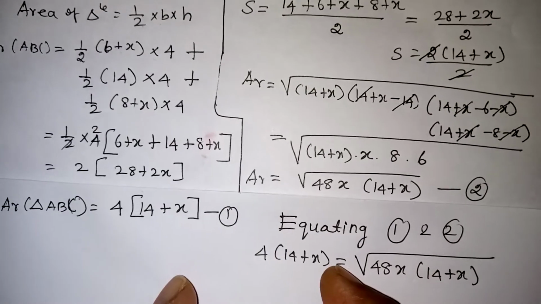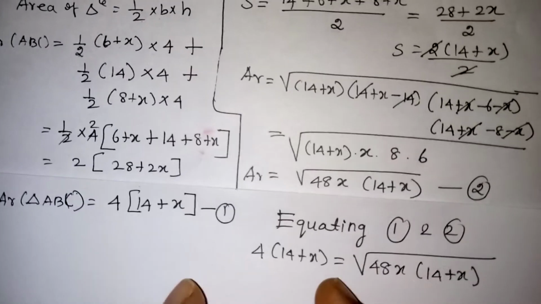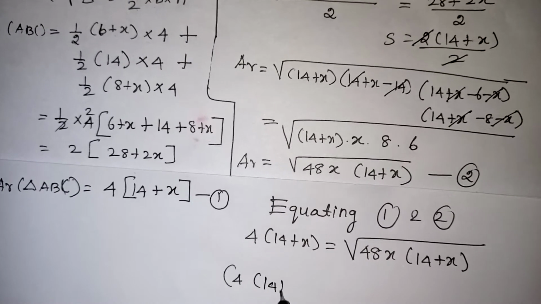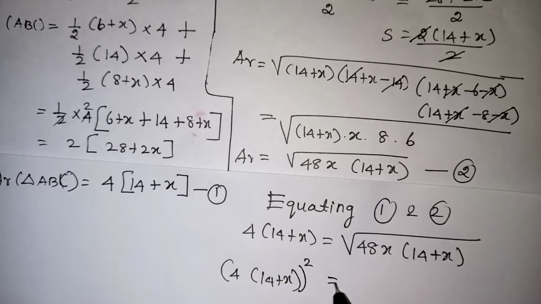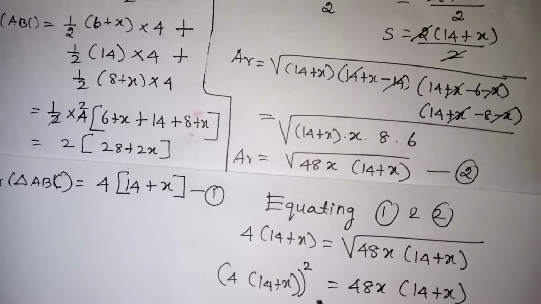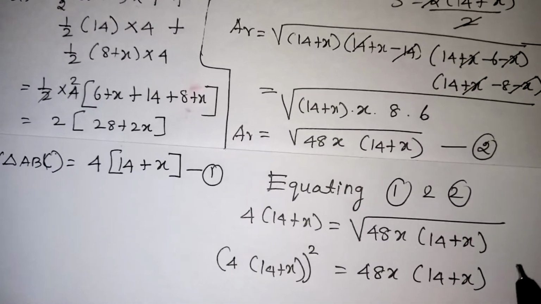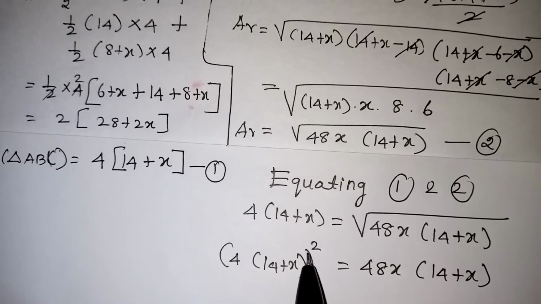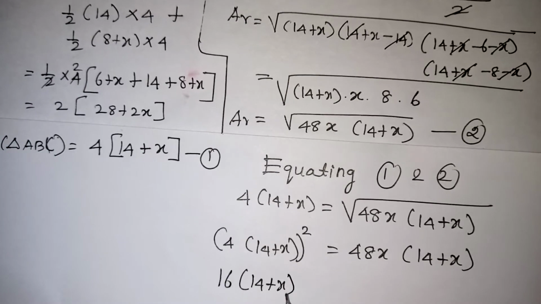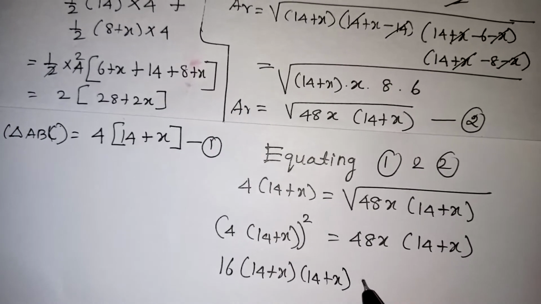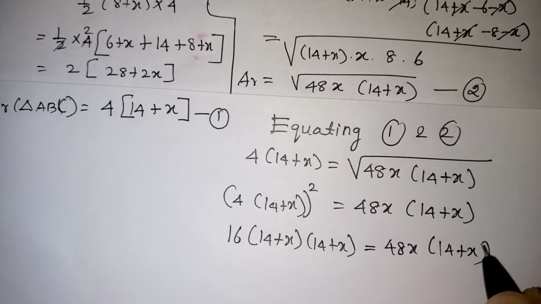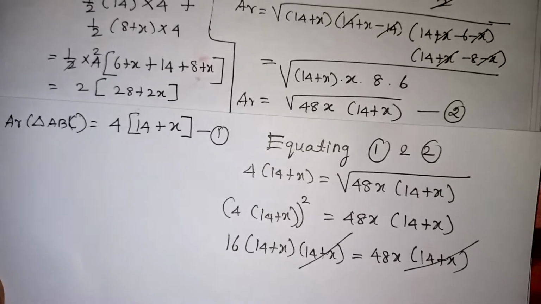The square root, if you bring it to this side, will become square. So here 4 into (14 plus x) squared is equal to 48x into (14 plus x). Or you can square on both sides also, and the square root will get cancelled. Now squaring inside, 4 4s are 16, and when we square 14 plus x, we get (14 plus x) times (14 plus x). Why we are writing without expanding: this side also has 14 plus x, so one 14 plus x will get cancelled.